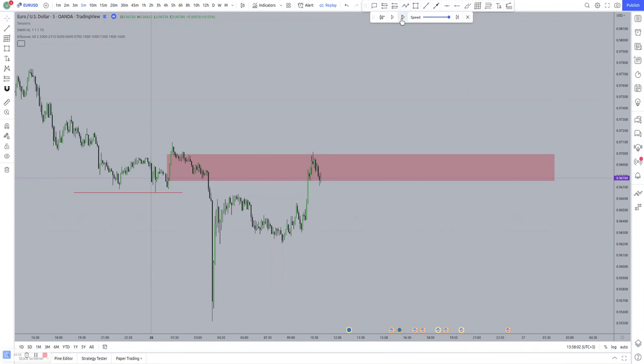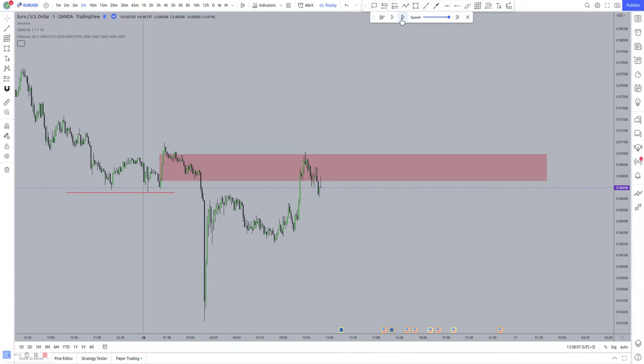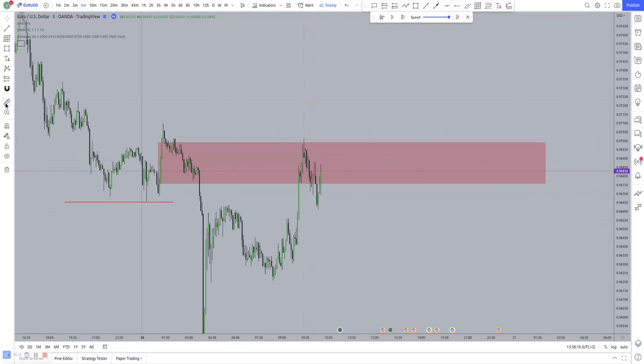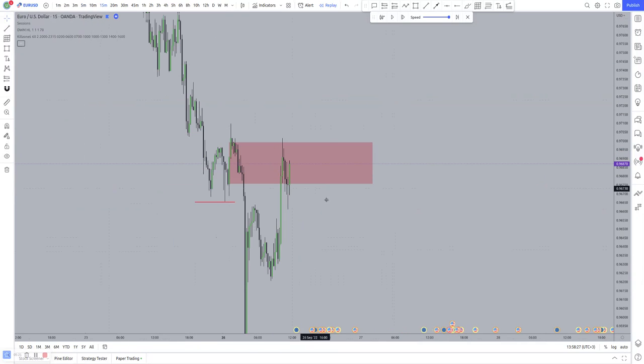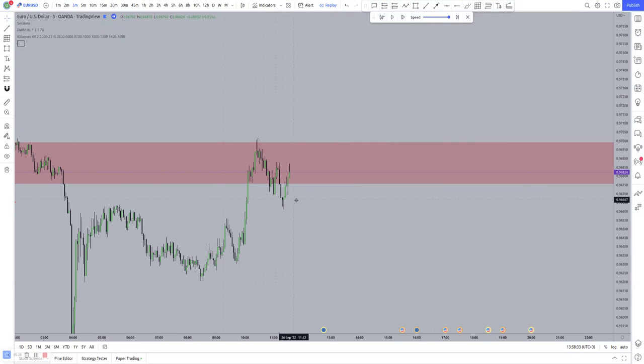Okay, I'm still waiting for something. There we go. I'm waiting. All right, so in the first place, we see this rejection. Why is it a rejection? Because price failed to take out this high and we went down about 30 pips. All right, now price is going back up. All right, let me check on M3.